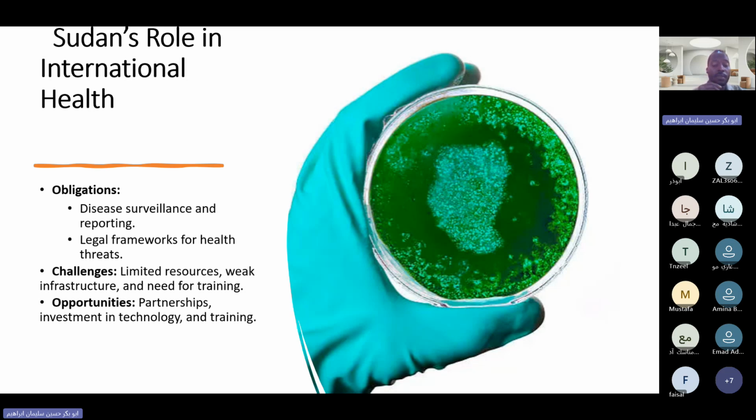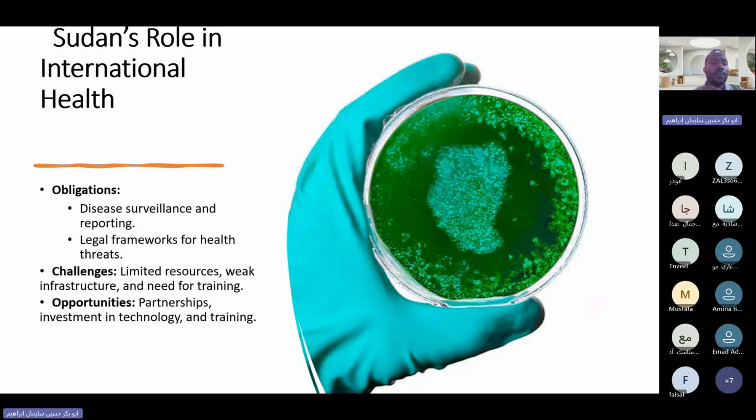Yeah, this is the challenge because many people don't know how to deal with passengers or people coming from outside, how to put them in quarantine, and also how to do the isolation, how to do all of this.